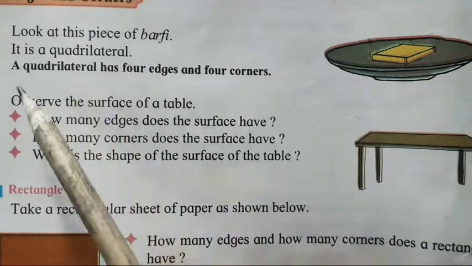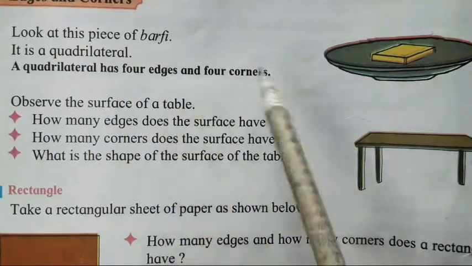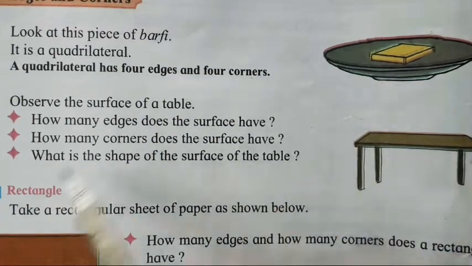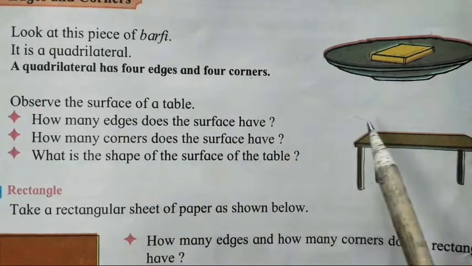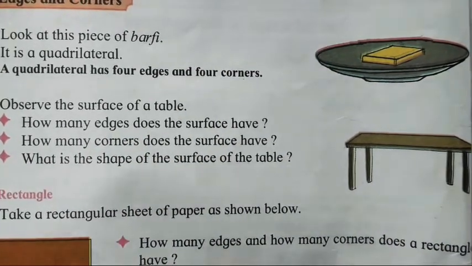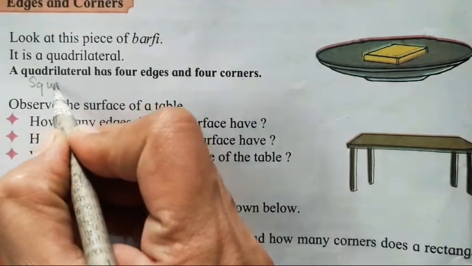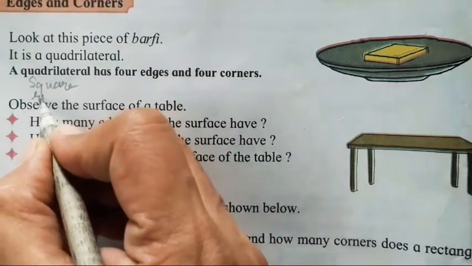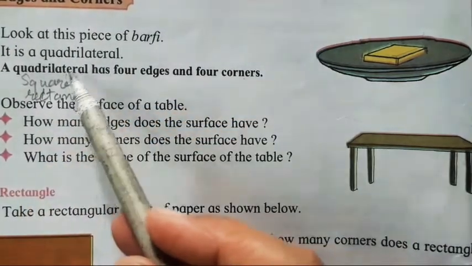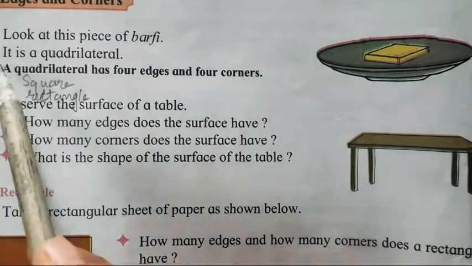Now over here they have said what are edges and corners. Now what are edges and corners? As I said, these are the edges and corners. So a quadrilateral, whichever figure is being there, that is square, rectangle, it is known as quadrilateral. Square is also known as a quadrilateral, whereas a rectangle is also known as a quadrilateral. And these 3 have 4 corners and 4 edges.